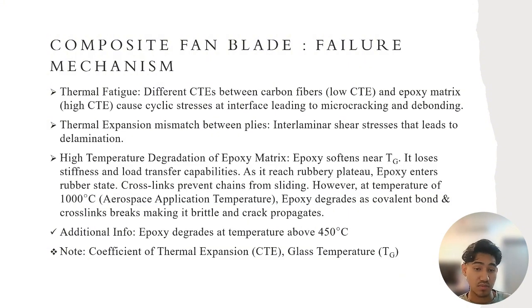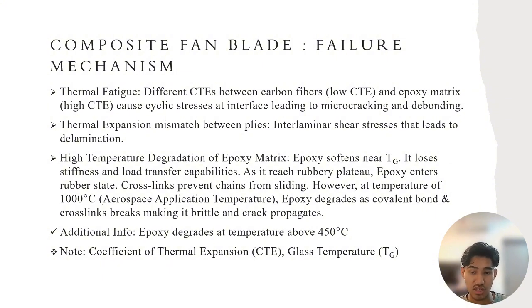Now, the failure mechanism. Thermal fatigue: different CTEs between the carbon fibers, low CTE, and the epoxy matrix, high CTE, cause cyclic stresses at the interface, leading to microcracking and debonding. Thermal expansion mismatch between plies causes interlaminar shear stresses that lead to delamination. High temperature degradation of the epoxy matrix.